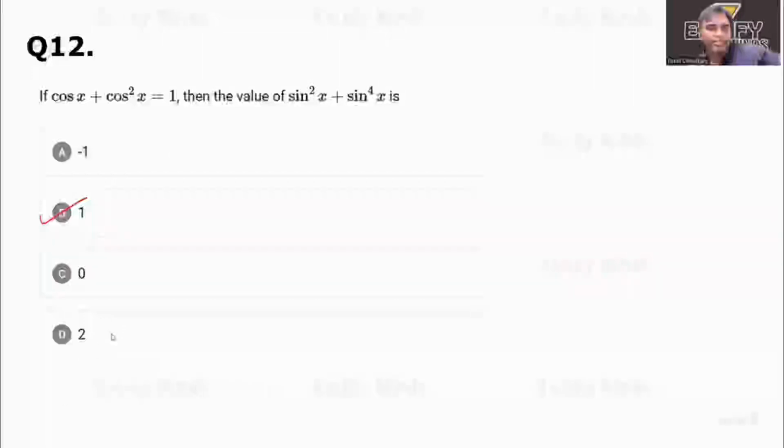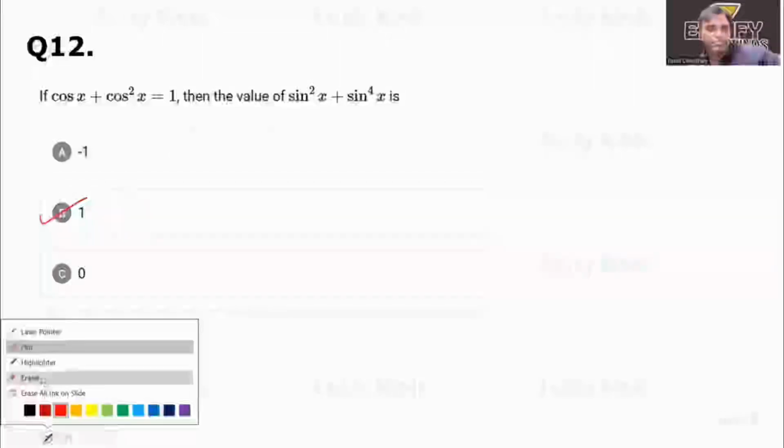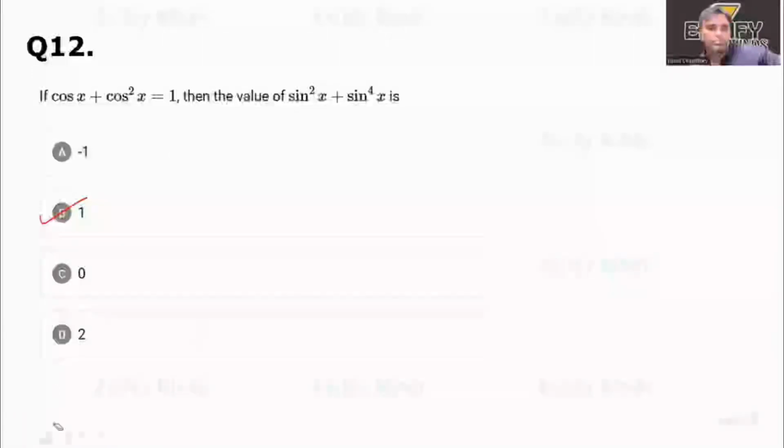Now what we'll do here is the solution. Cos x here is 1 minus cos square x. This cos square will come to this side. So 1 minus cos square x is how much? Sin square x. So now what is sin power 4x? That is cos square x.